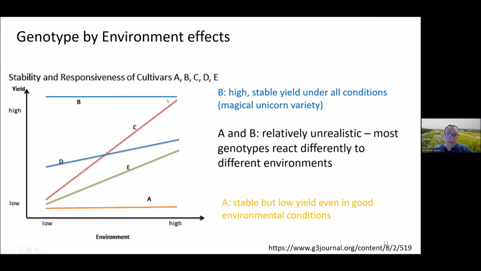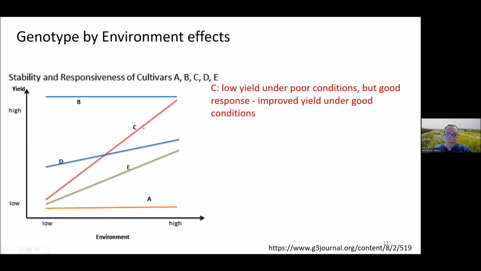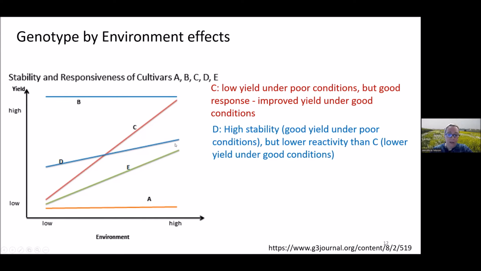So A and B do not have genotype by environment effects, but we can see for these other varieties here, we have, for instance, variety C, which has low yield under poor conditions, but good response. So if we improve the environment, then we also get improved yield. And this is an example of a genotype by environment interaction. Line D also has a better stability than C, so the yield is relatively similar between the low and high environments, but it doesn't improve as much as C. So this is actually a worse cultivar under poorer environmental conditions.